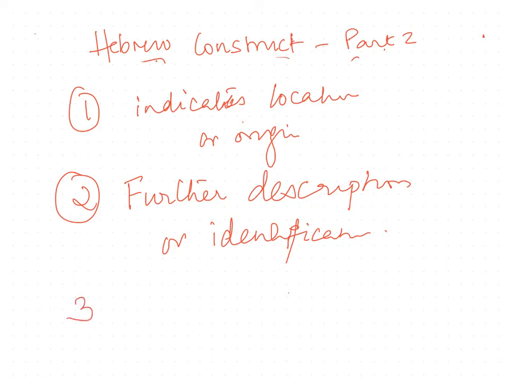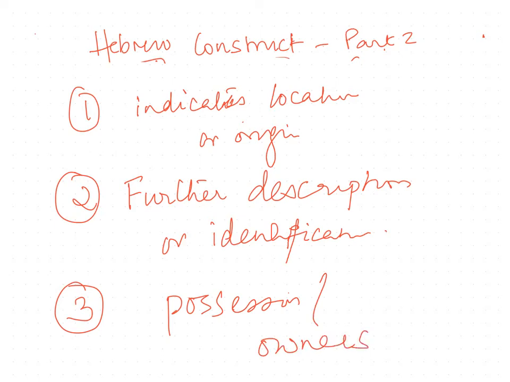And the third thing is it shows possession or ownership. Ben ha-isha, the son of the woman. So it is the ownership or possession. Now, literally, you don't have to take it otherwise; in terms of syntax, yes, it is showing possession. Devar Elohim, the word of God. Whose word is it? God's word.